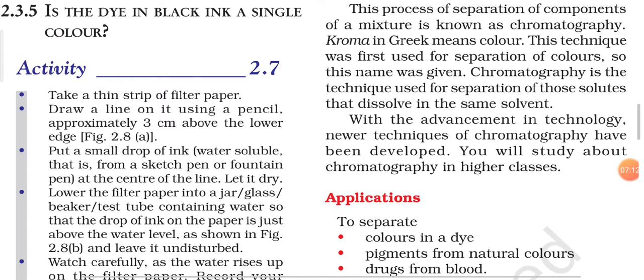Like you have seen in the activity, to know about a dye we took ink. In the same way, to know whether blood contains drugs or not, we will take blood, and then we will be able to find out whether it contains drugs. If it does, and we want to know more about the nature of the different components in the drug, that can also be studied. For that, first of all, we need to separate the drug from the blood.